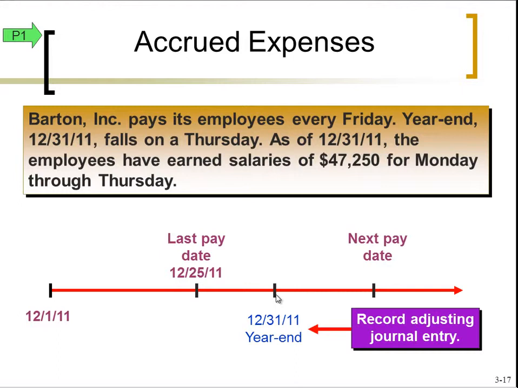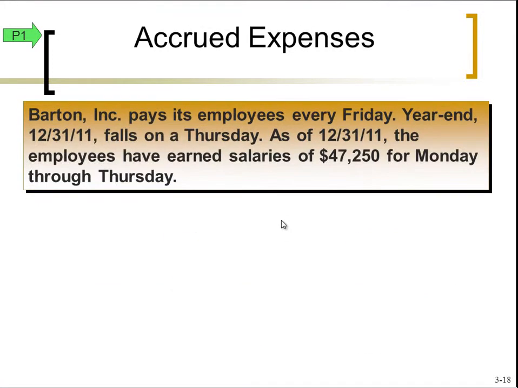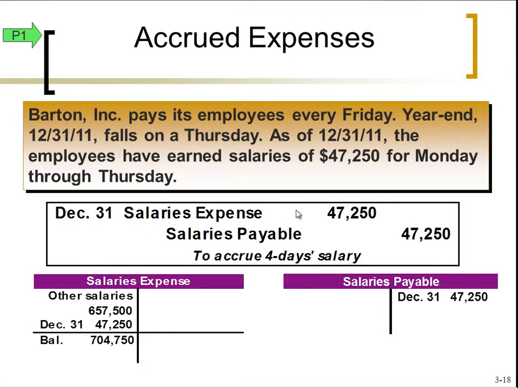12/31/11 is the year end. Now that year end includes Monday, Tuesday, Wednesday, and Thursday of that week, so it includes 4 of our 5 days for that week. Even though we're not going to pay cash until the next year, we want to record the expense that we've incurred up to 12/31/11, up to the end of this period. So here they tell us that amount, $47,250. It's a pretty easy journal entry. We debit salaries expense for that amount, and we credit salaries payable to show that we owe that money.